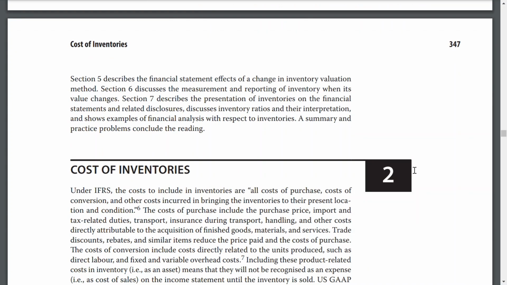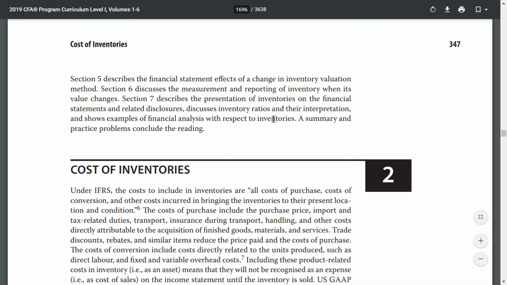Section 5 describes the financial statement effects of a change in inventory valuation methods. Section 6 discusses the measurement and reporting of inventory when its value changes. Section 7 describes the presentation of inventories on the financial statements and the related disclosures, discusses inventory ratios and their interpretations, and shows examples of financial analysis with respect to inventories. A summary and practice problems conclude the reading.